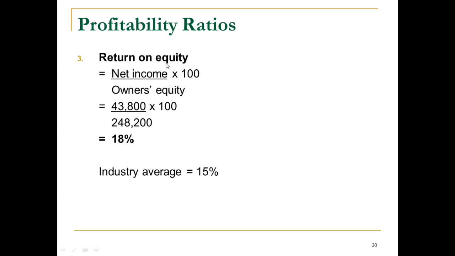And then we look at the return on equity. It's actually simply how much return the shareholders can get if they invest in the company. For example, here the formula is net income divided by owner's equity. So the net income is 43,800. Then you divide by the owner's equity. This can be retrieved from the balance sheet. So we get about 18% return for every ringgit that we invest in the company, so about 18 cents. Here, the industry average is 15%. So from this figure, we know that this company actually can attract more investors to invest in the company.